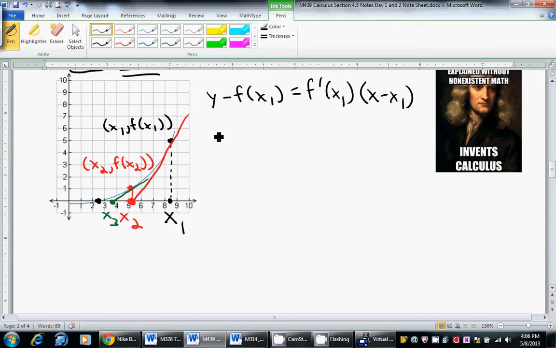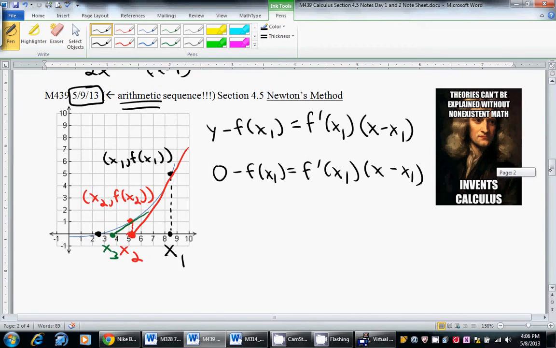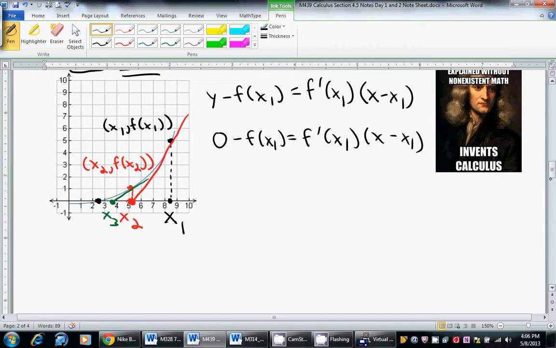And now what I'm going to do is, if I want to find the x-intercept of this line, I'm going to let y equal 0. So this is 0 minus f of x sub 1 equals f prime of x sub 1 times x minus x sub 1. There we go.